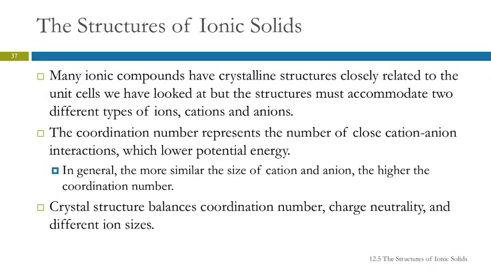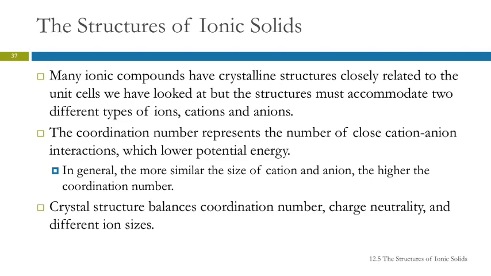So now we're going to talk about the ionic solids. Many ionic solids have crystalline structures that are similar to those unit cells that we've looked at. But the complicating factor here is that you have to have two different kinds of particles. You have cations and anions. And so you've got variations in size.